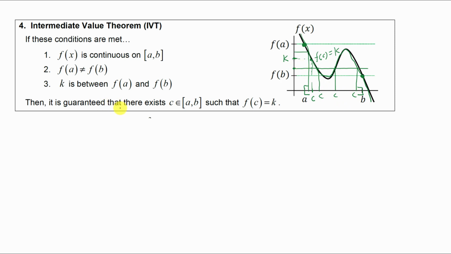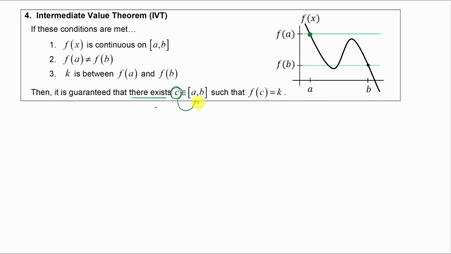So that's why it says there exists at least one c. It could be 1 c, 2 c's, 3 c's, but it has to be in that interval of A B. So make sure that when you're doing problems, such a c you found is in this interval A to B. That's critical as well.